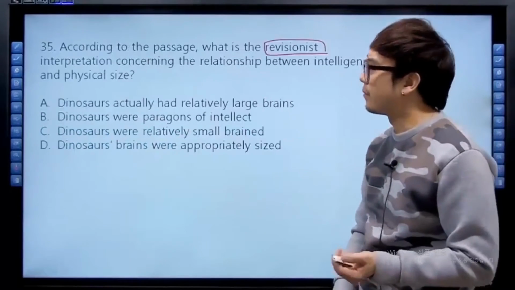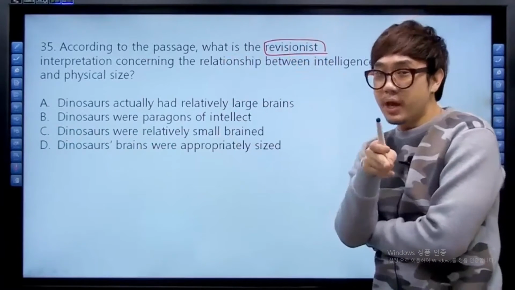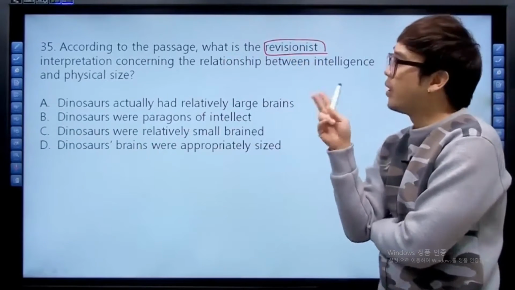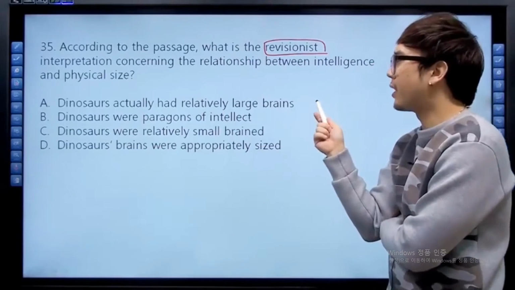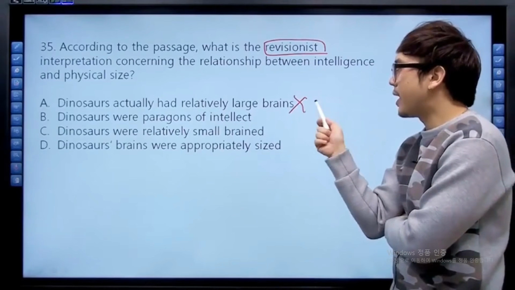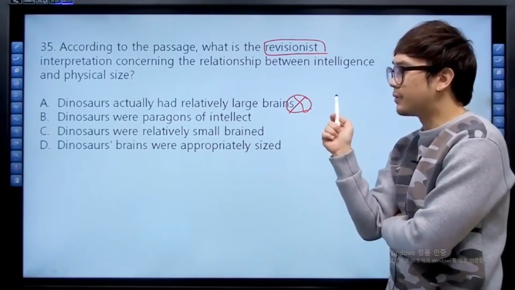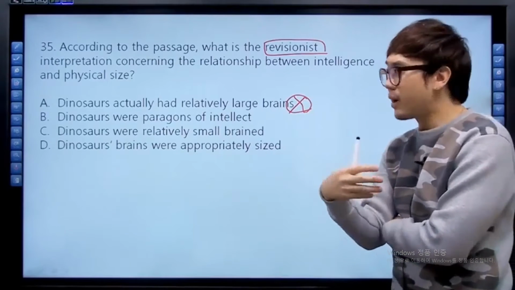Let's go to 35. 35 says, according to the passage, what does the revisionist interpretation concern the relationship between intelligence and physical size? And it says dinosaurs actually had relatively large brains. No, the revisionist didn't say that they had relatively large brains. They said they had the right size brains, right?